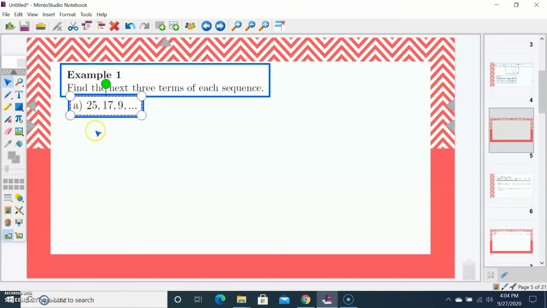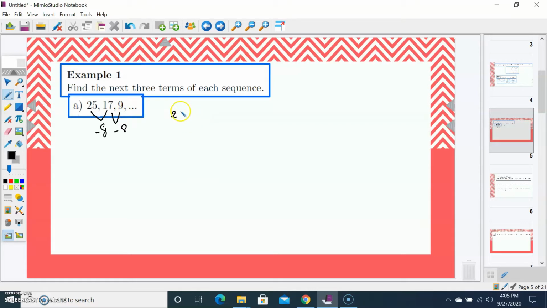One observation that we can see here is that when I subtract 25 and then 17, it will give me 8. Or actually -8. And then when you subtract 9 and 17, it will give us -8. So there is a common difference between 2 terms. So if we follow this pattern, what do you think is the next term in the sequence?